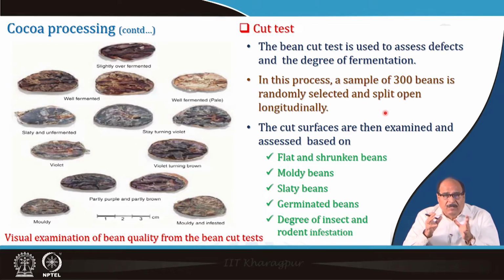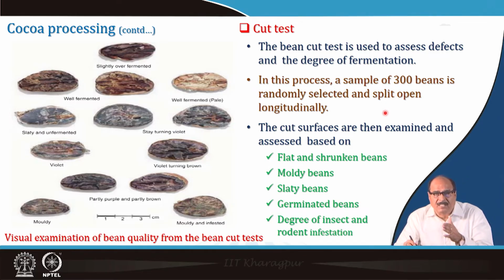So, there is the cut test. This is basically the visual examination of the bean quality. The bean cut test is used to assess the defects and the degree of fermentation. In this process, a sample of about 300 beans is randomly selected and split open longitudinally.